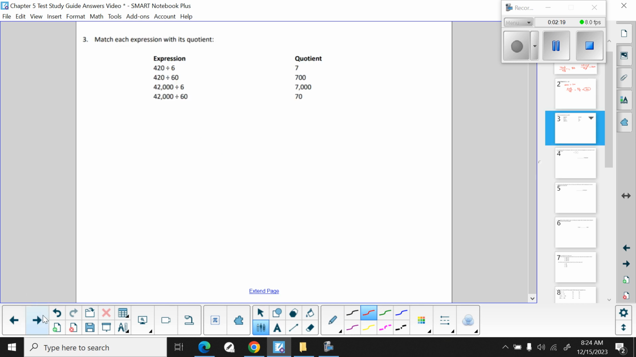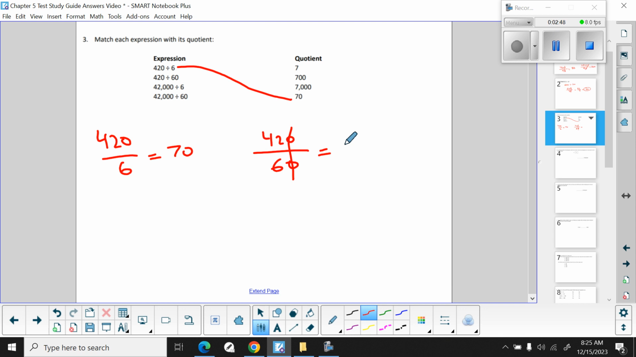Number 3. Match each expression with its quotient. So I'm going to do the work down here. 420 divided by 6. Well, 6 goes into 42 7 times, and there's a 0 at the end. So the correct answer there would be 70. So these two match. Then you have 420 divided by 60. Cross out my zeros. I get the same as 42 divided by 6, which is just 7. So this matches with 7.